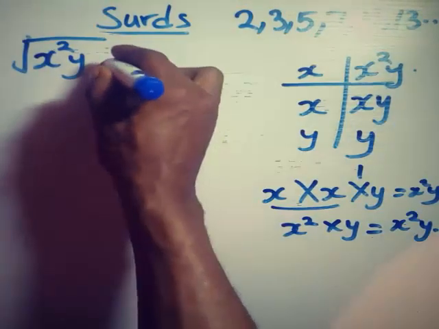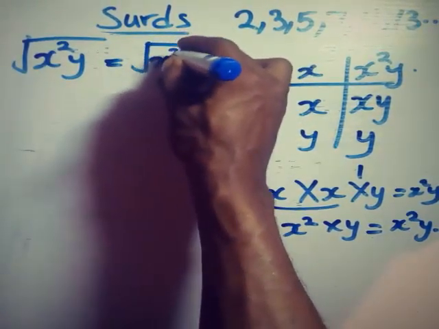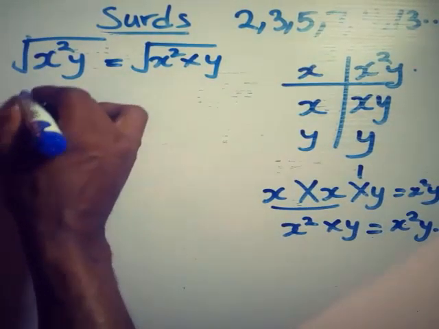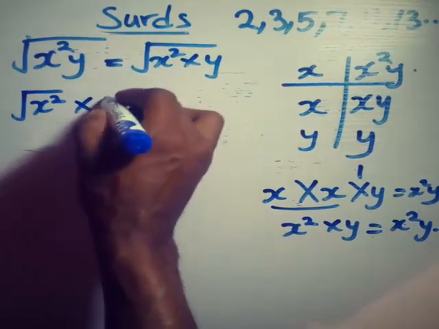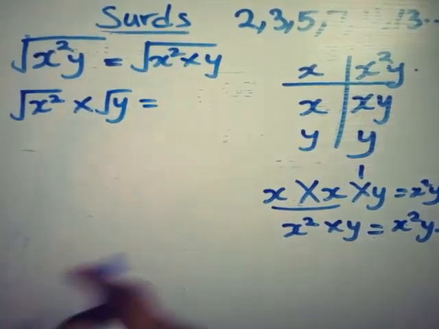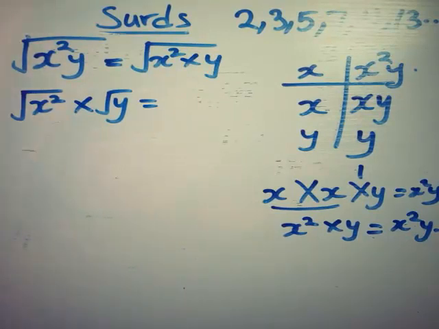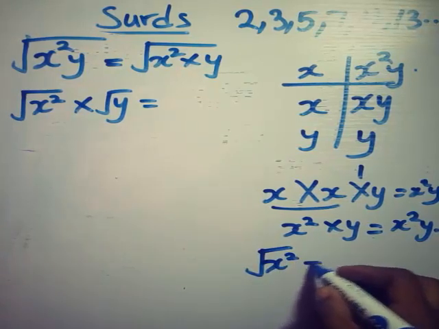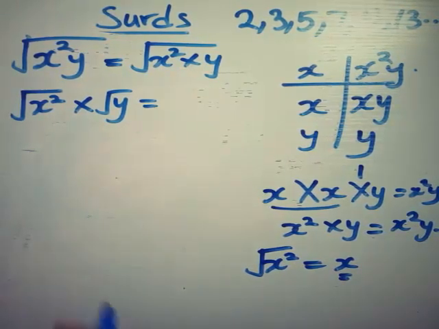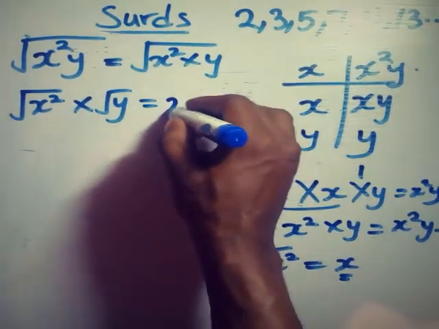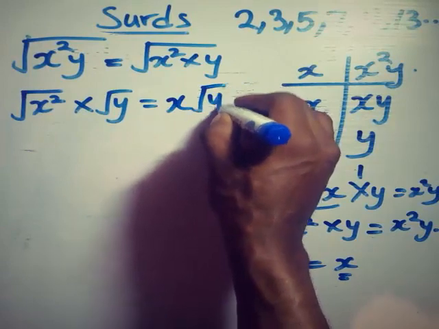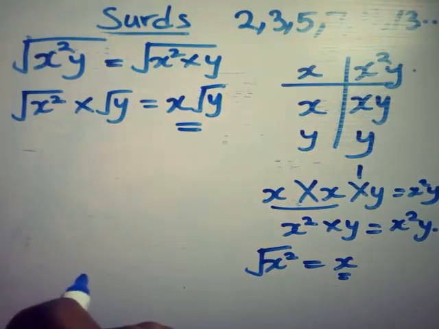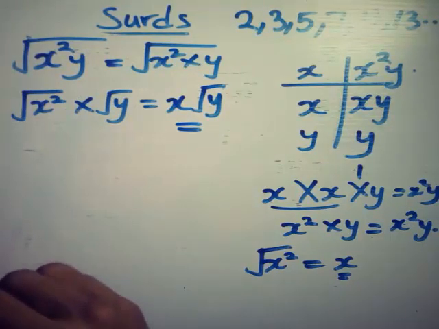So if I bring it in here, I will split it to be the square root of x squared times the square root of y. Then splitting the square root for both, what I have is this times this. Like I said earlier when solving the first question, the square root of x squared will give me only x. So the square root of x squared y gives me x root y. And that is the simple form of this particular expression. So I will drop an example for you to try out.